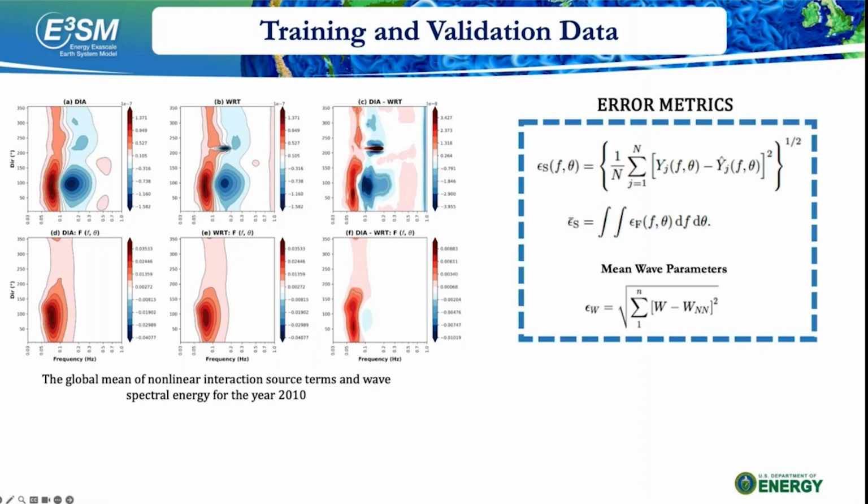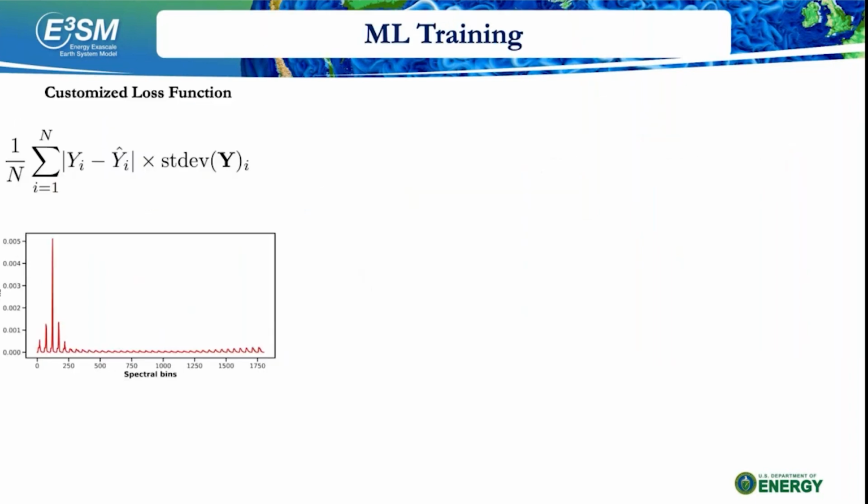For evaluating the performance of our model, we use the root mean square error metric first in the frequency direction space, and after that we took the integrated spectral errors. That's what we use to evaluate this, and for the mean wave parameters, we also use the root mean square error.